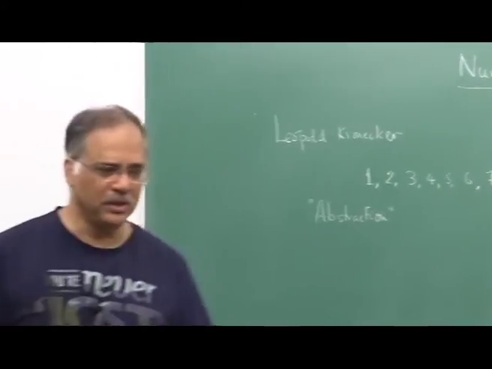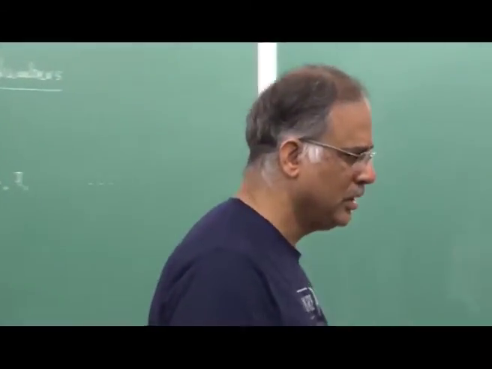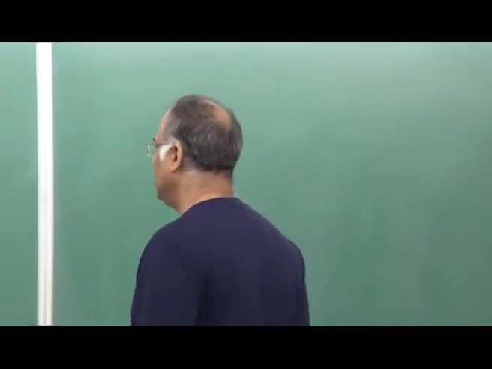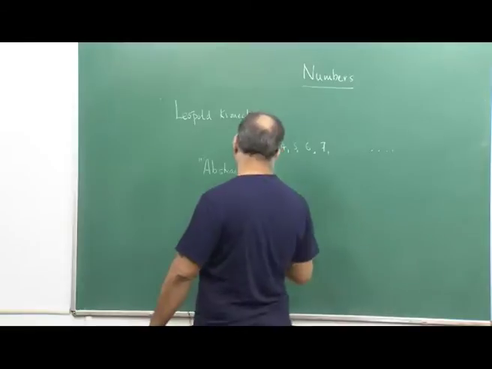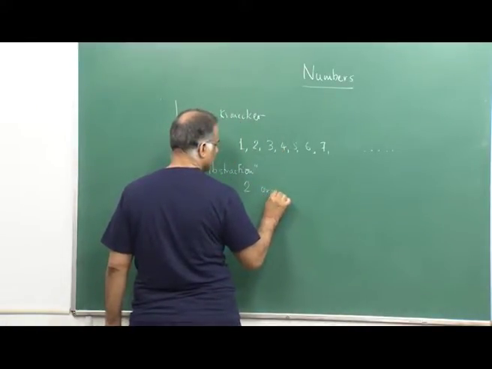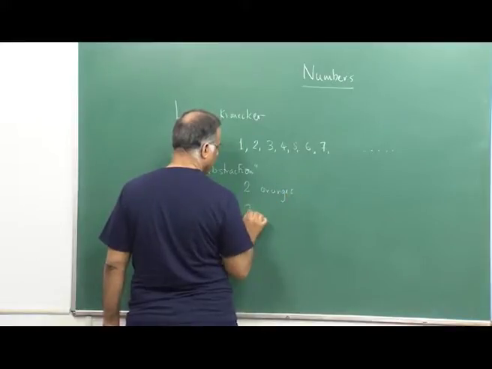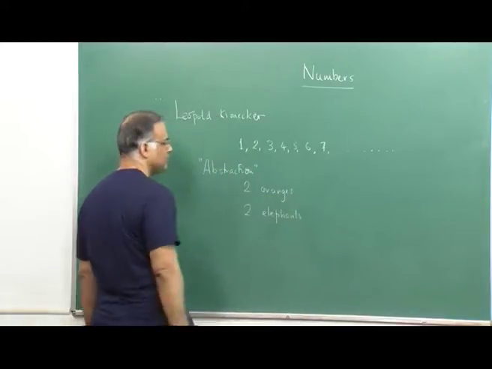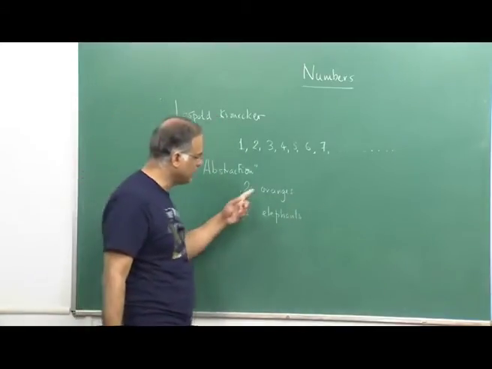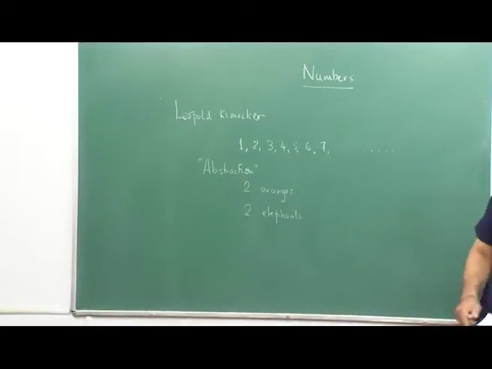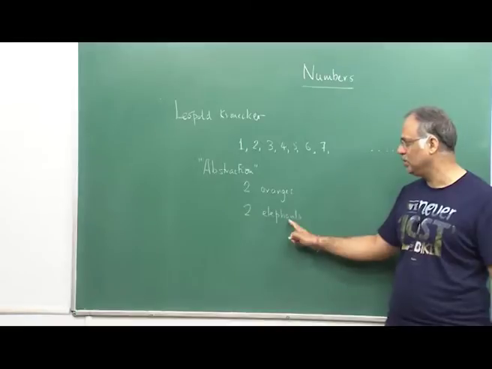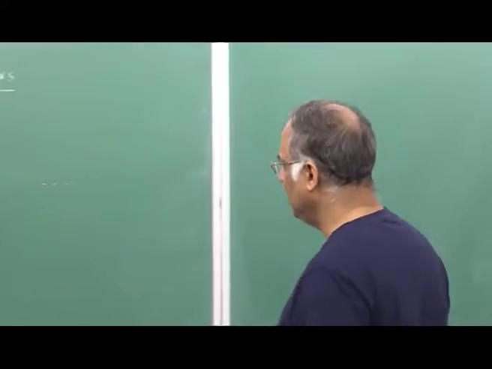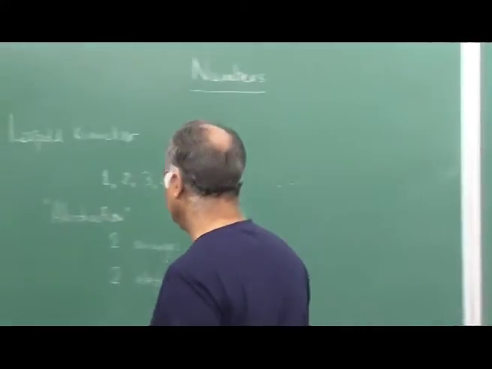So, what does abstraction mean? Abstraction means using a single symbol to represent different things. For example, if I talk about 2 oranges and I talk about 2 elephants, this same 2 represents that quantity 2, the same symbol. It does not matter whether it is oranges or elephants. This is something we have to keep in mind, that it brings in the notion of abstraction.